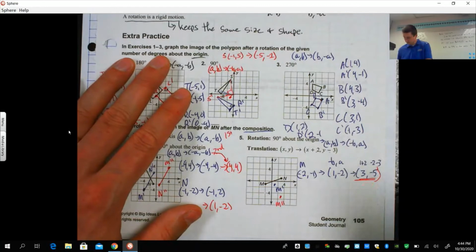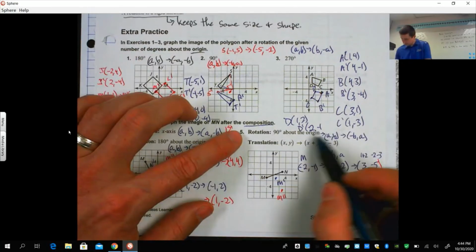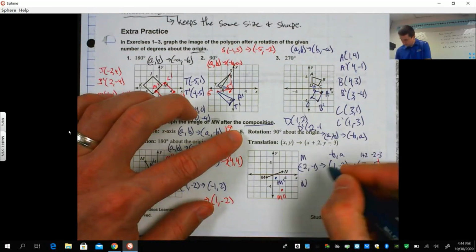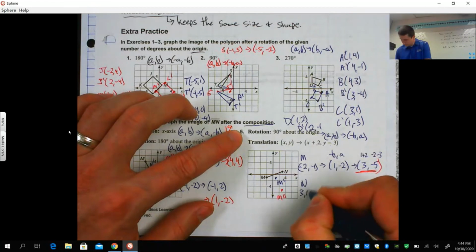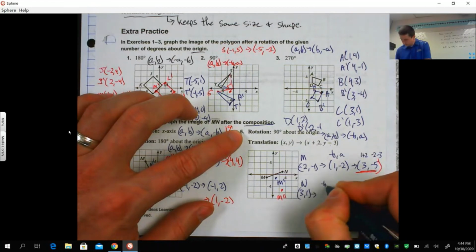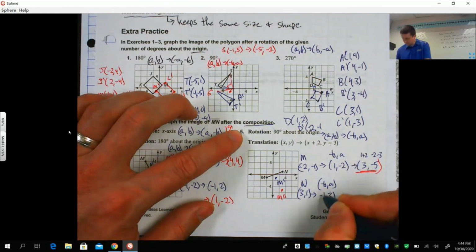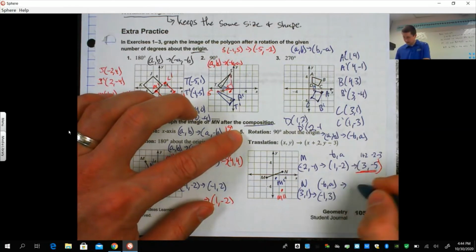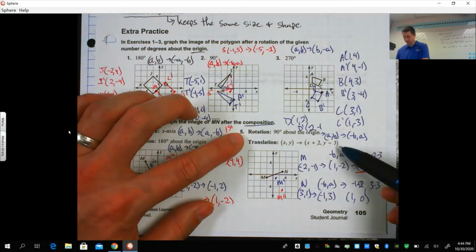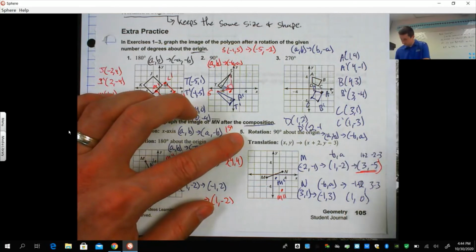Okay, 90 degrees about the origin for N. N is at 3, 1. We are going to do the rotation opposite of BA, so that is going to be negative 1, 3. And then we are taking negative 1 plus 2, so that's going to be 1. And then we'll take 3 minus 3, and that's going to be 0. So I'm applying the translation after that. Okay, so negative 1, 3.